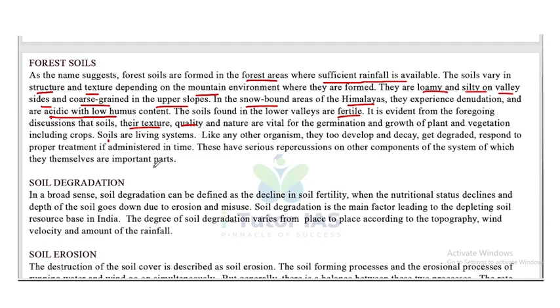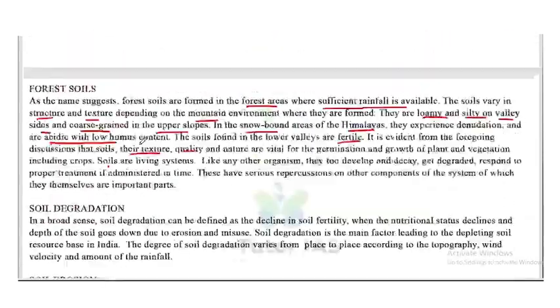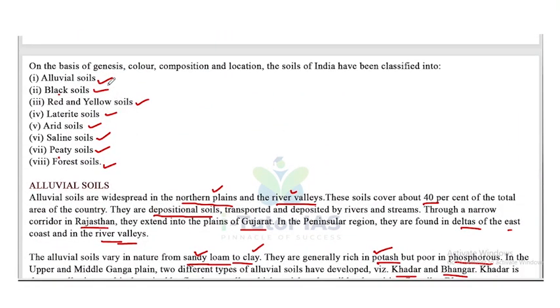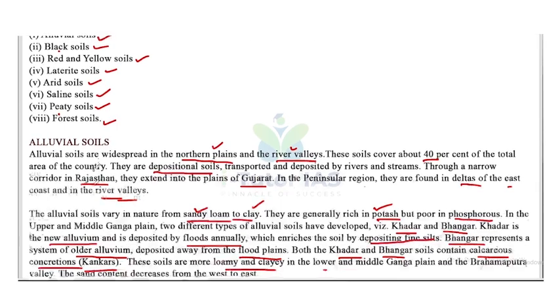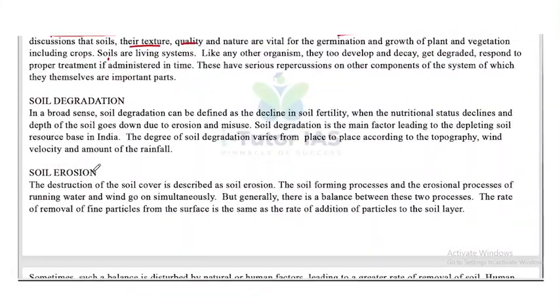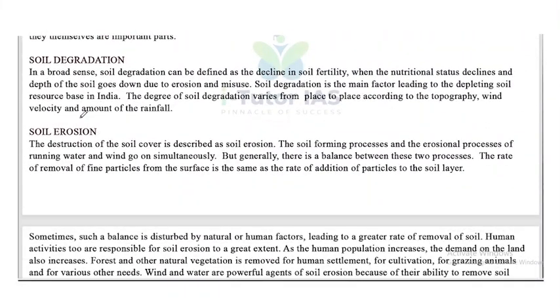Okay, so that's about the types of soil. There are mainly 8 types of soil. They are alluvial soil, black soil, red and yellow soil, laterite soil, arid soils, saline soils, peaty soil, and finally the forest soil. Okay. Now, soil degradation.